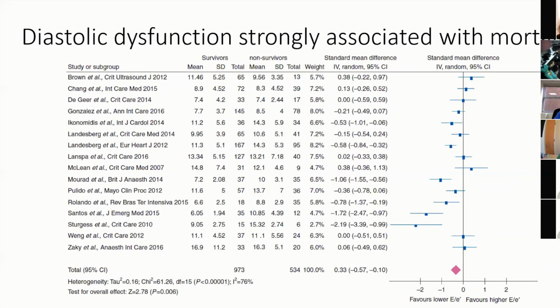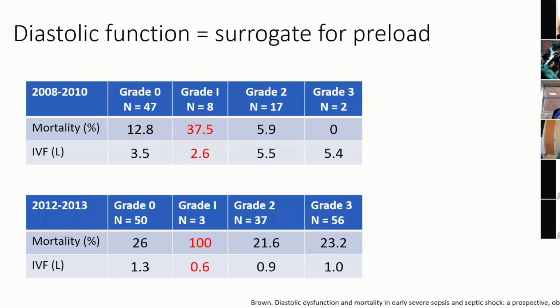When they looked at this and had bigger numbers, people who had a stiffer heart would have a higher E to E prime. People with a relaxed heart would have a lower E to E prime. And so we could see that in these cases the patients were more likely to survive if they had a lower E to E prime.